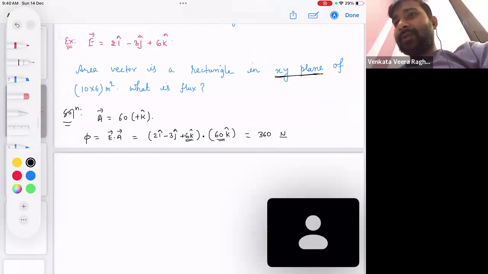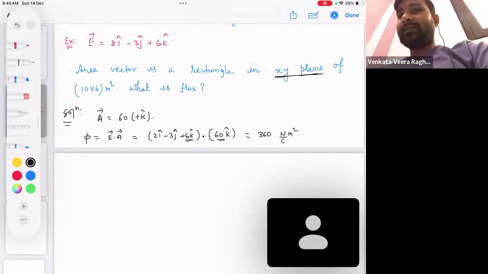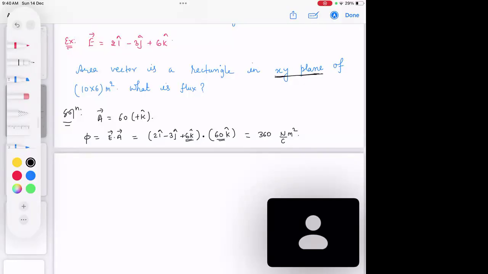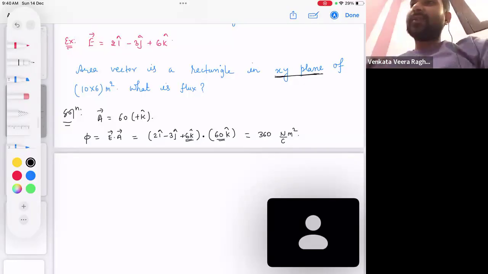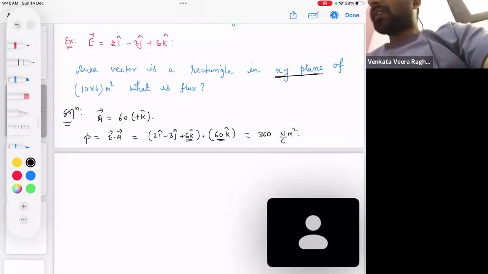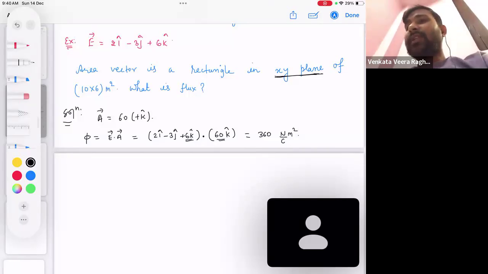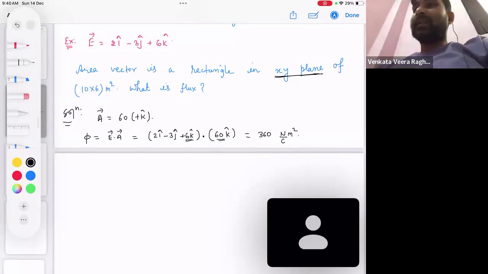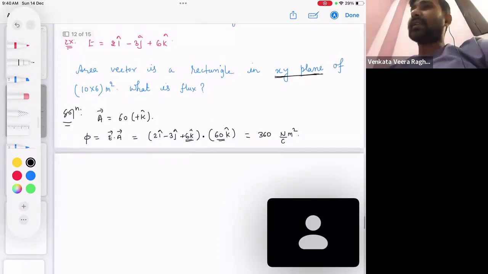Can you tell me what is the unit of flux? Newton per coulomb meter square. Right? Is it the unit of flux? Check it. Electric field unit will be what? Newton per coulomb. And area unit is what? Meter square. So overall, the unit of electric flux is Newton meter square per coulomb, and it is a scalar quantity. That is another important point about electric flux.